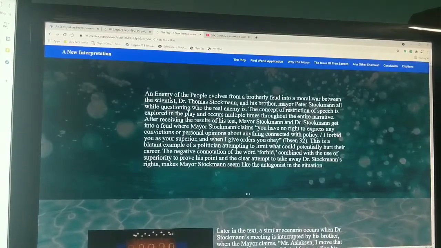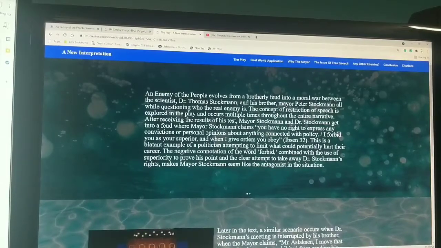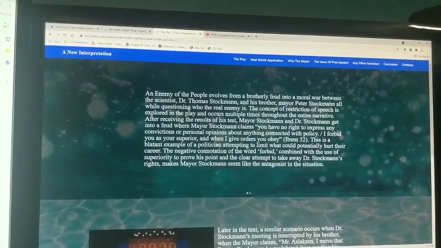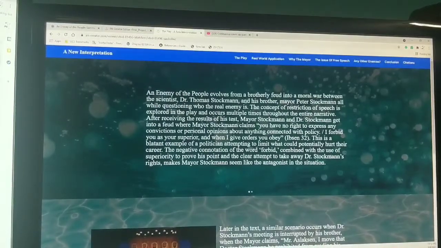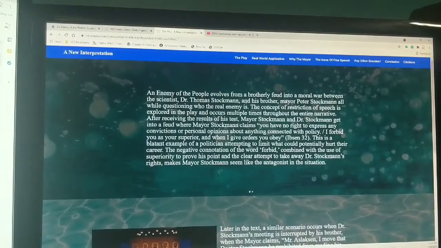After receiving the results of his test, Mayor Stockman and Dr. Stockman get into a feud where Mayor Stockman claims, "You have no right to express any convictions or personal opinions about anything connected with policy. I forbid you as your superior, and when I give you orders, you obey." This is a blatant example of a politician attempting to limit what could potentially hurt their career.